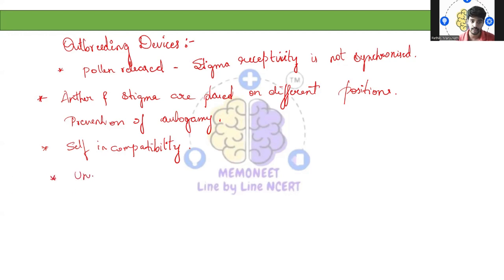Another device is unisexual flowers. Like in papaya, you will see that in one flower only the male gamete will be present, and in another flower only the female gamete will be present. So in this way also, you can avoid inbreeding depression. So these are the basic things.